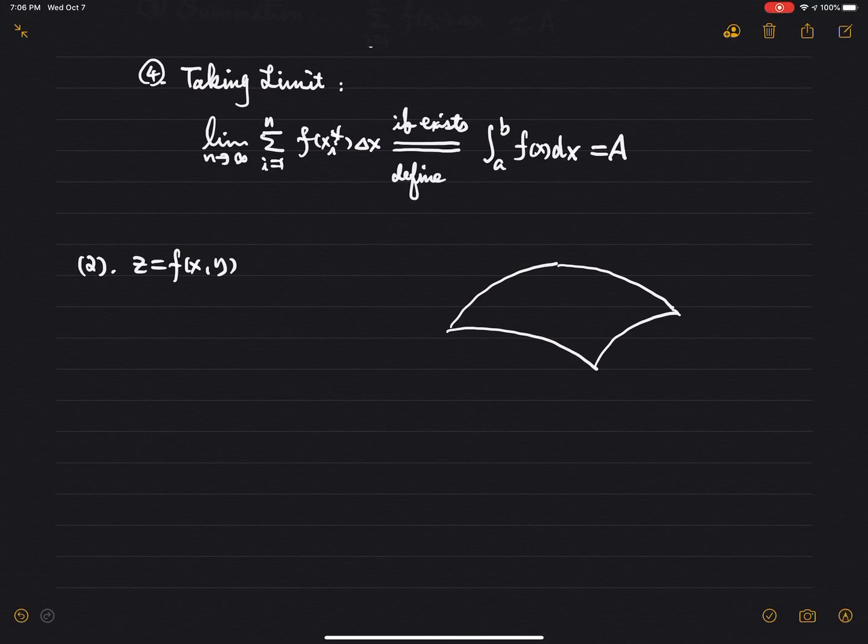Okay, and then let's look at this. How about we draw a picture? So we have x, y, z. How about we consider this in the first octant?